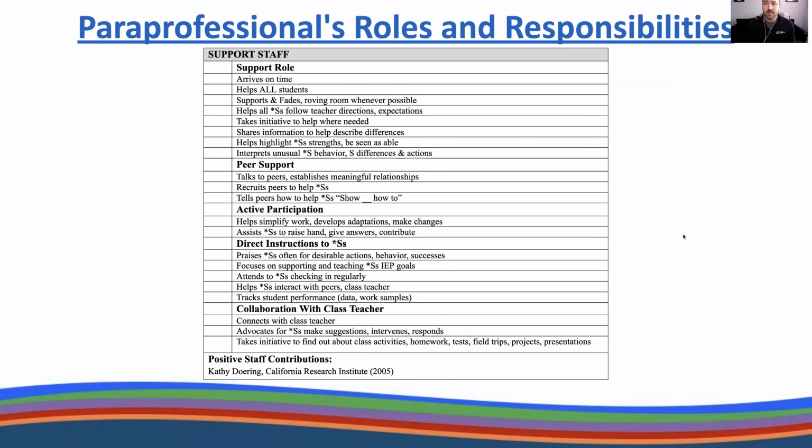So this is an important resource for you, as we've discussed throughout the modules. So this is the paraprofessionals' roles and responsibilities. Oftentimes paraprofessionals are not given a lot of training, or it's not really clear what your roles are. And so this gives you this area here, the support staff tells you what your roles are. So what we're going to talk specifically about here is how to increase active participation for students with disabilities.